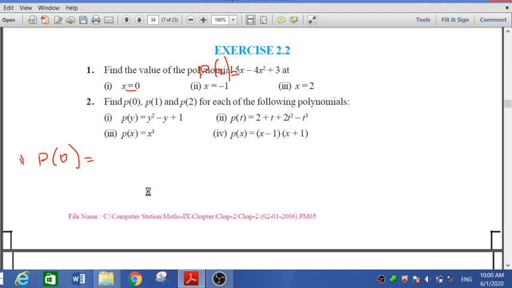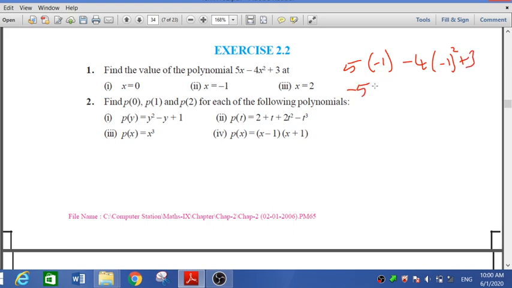Next sum. Now we have to put x equal to minus 1. So 5 into minus 1 minus 4 into minus 1 plus 3. So 5 into minus 1, that is minus 5. Minus 1 square, that is 1. So 4 into 1, 4 plus 3. So minus 9 plus 3, so minus 6.